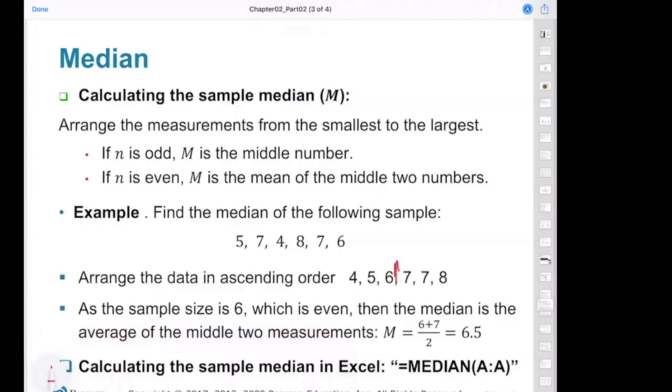How can we find the median by Excel? Like the average or the mean, you have a function here. You will start with the equal sign, median, this is our function, and then select your data. So you will have the median in this case.